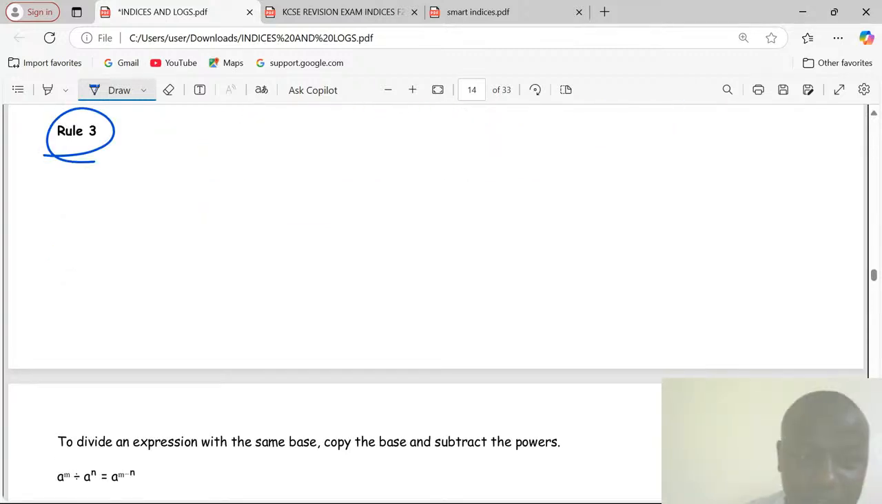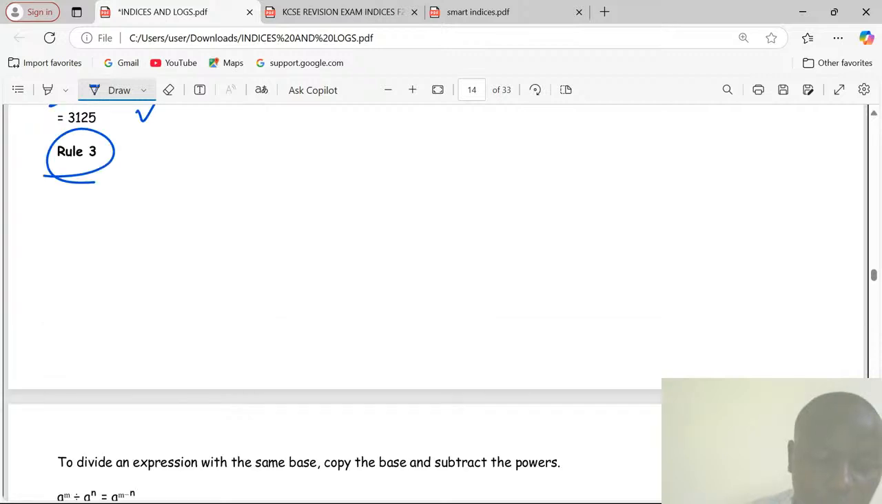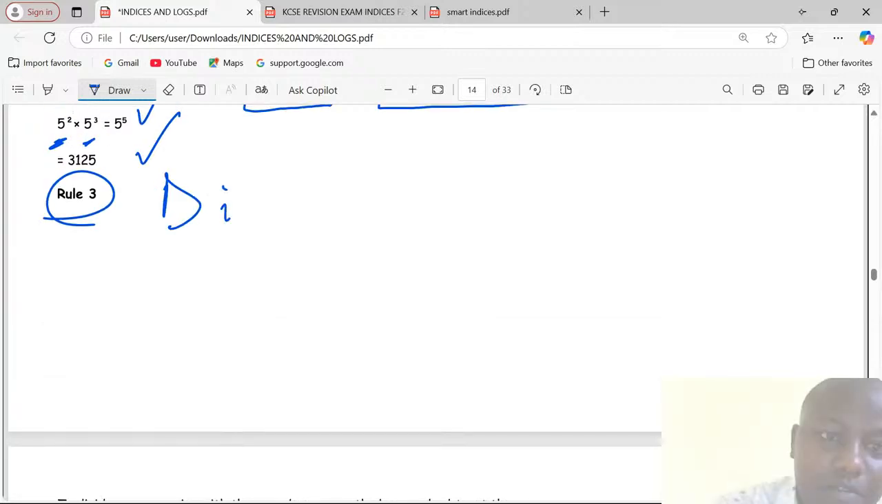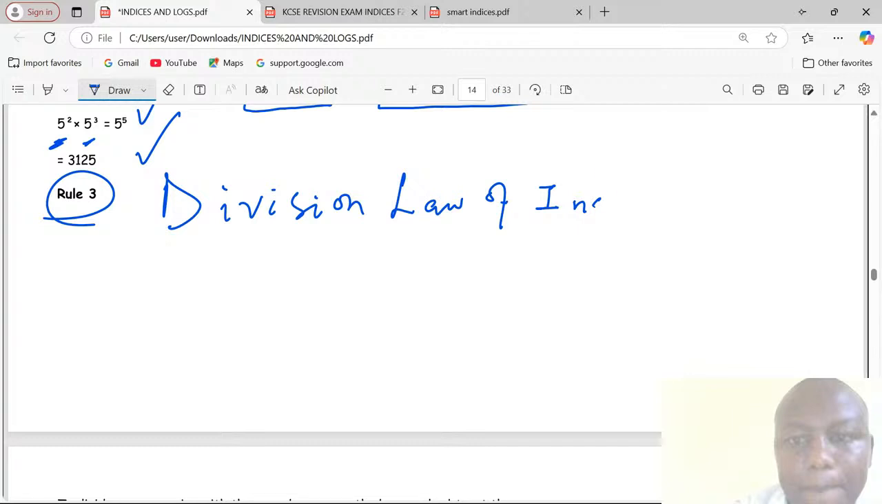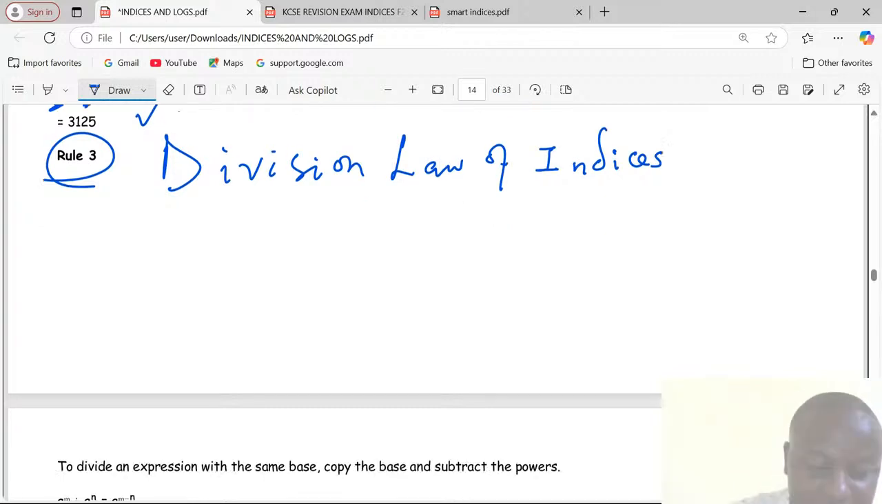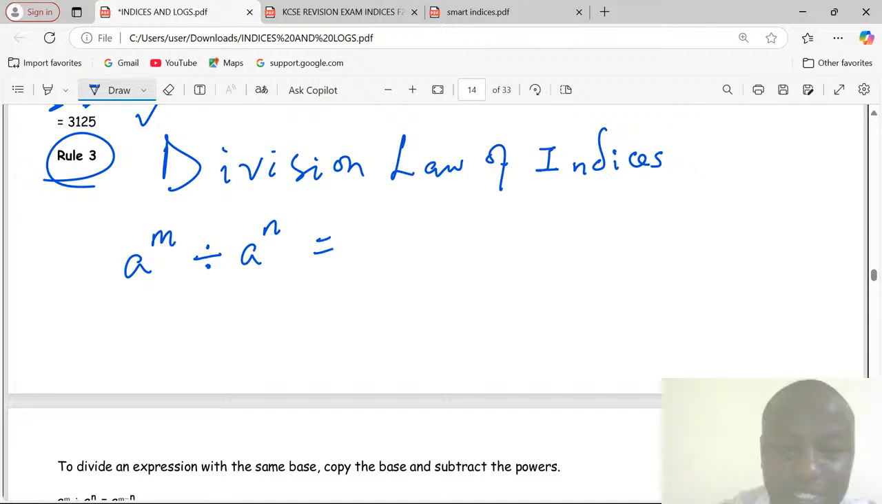There is rule number 3, which is the division law of indices. Now, on the division law of indices, we usually argue that when you are given the same bases but having different powers, take A power m. This time round, we are dividing by A power n. Then this will be solved easier by picking the base. Then you just subtract the indices.